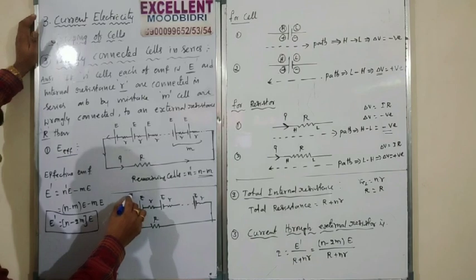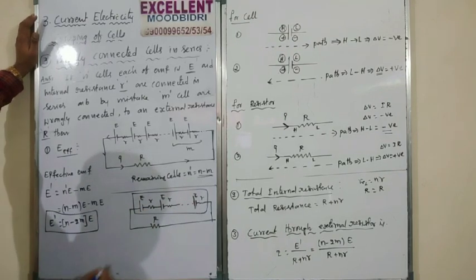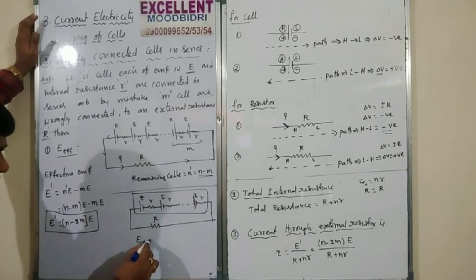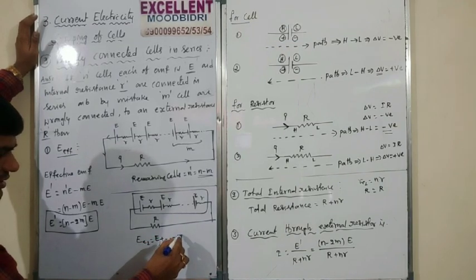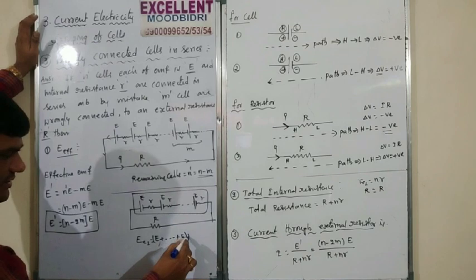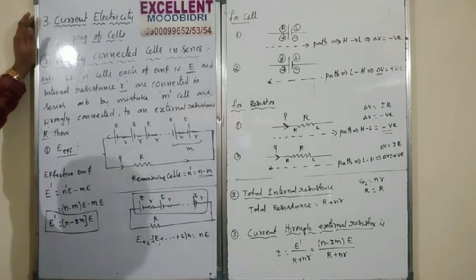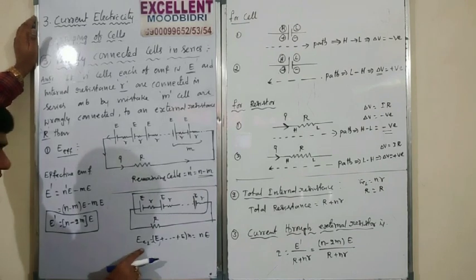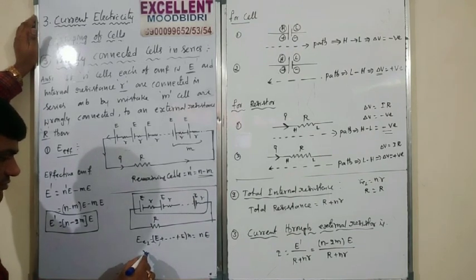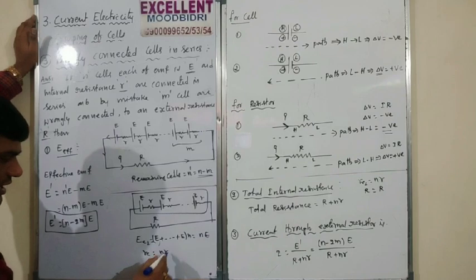Then E effective is equal to how much? E plus E and so on. E how many times? N times only. Therefore, what is the answer? N into E. I have already given this. N cells are connected in series combination, so E equivalent is equal to N into E, R equivalent is equal to N into R. External resistance is equal to R only.